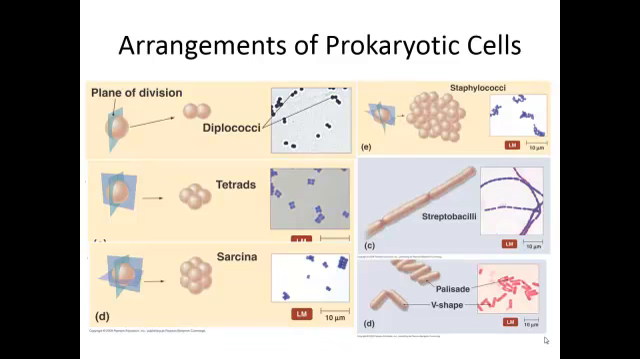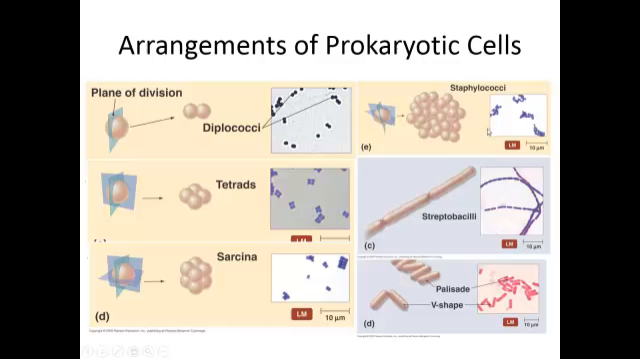Now, why am I making you learn all of this? Because this is a way to identify organisms. Certain genus and species of bacteria have typical shapes and arrangements. So, for example, diplococci. Neisseria has a tendency to form diplococci. It's one of the ways that we can identify it.